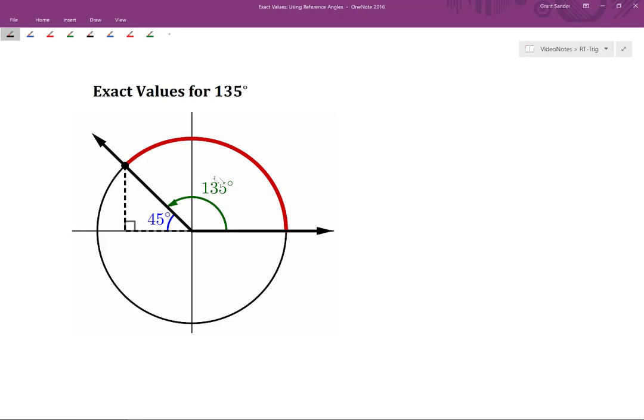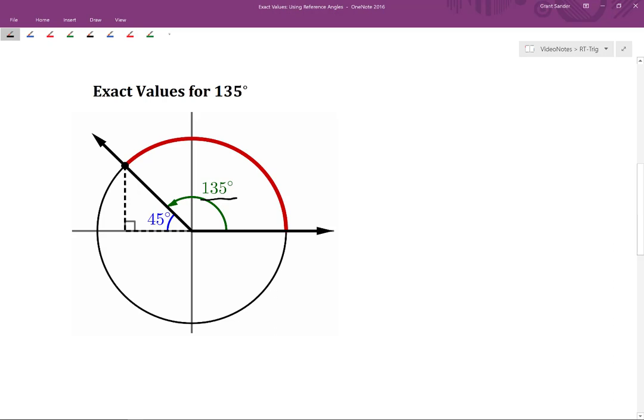In this video, we're going to see how we can use reference angles to greatly expand our set of exact output values for our trig functions. So let's consider an angle with a measure of 135 degrees. Now we don't have a right triangle with an interior angle measure of 135 degrees. That's not possible. But we can still think about this angle measure in general.